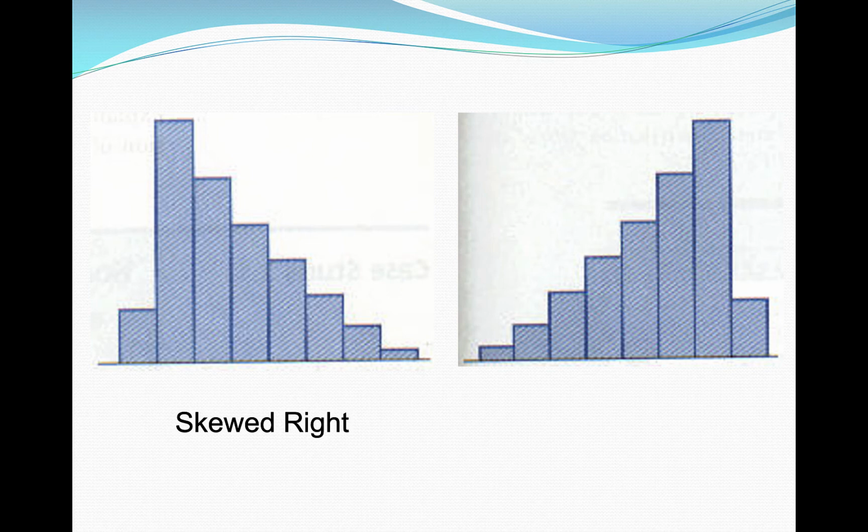Here's one that's basically the opposite. If you look at the highest frequency class, you'll see that it has a longer tail to the left than it does to the right. So that is what a skewed left distribution looks like.